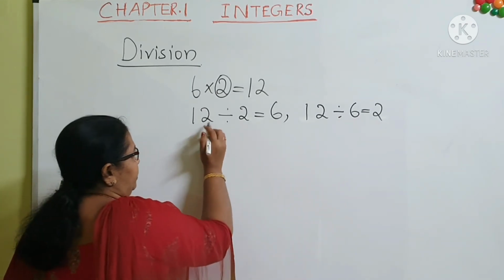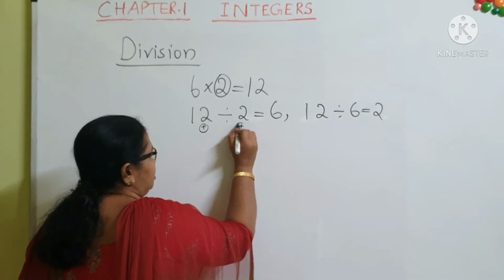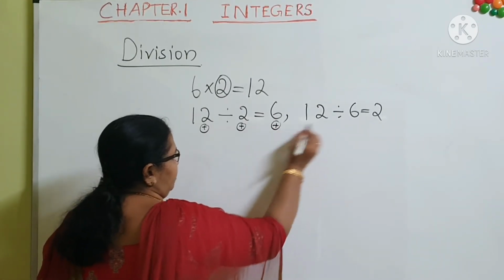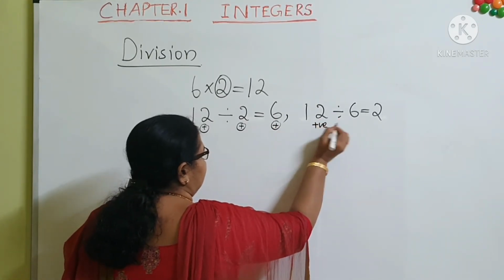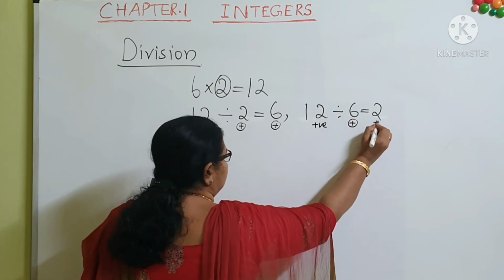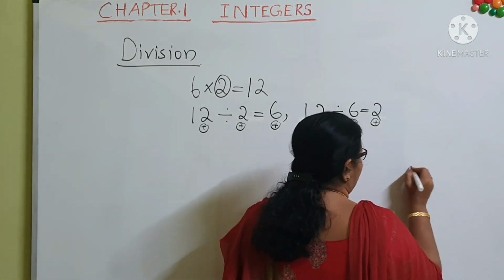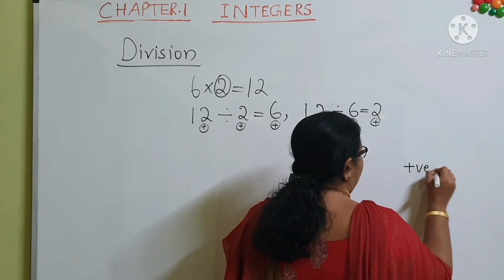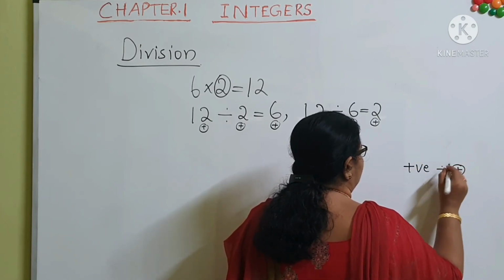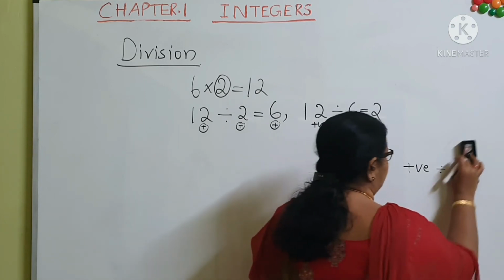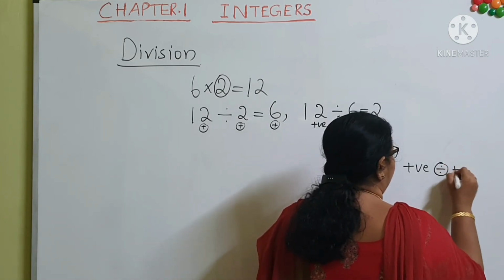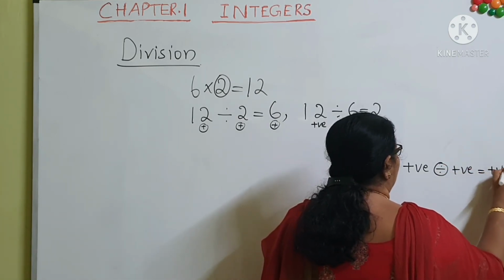So, positive divided by positive is positive. This is also positive. Divided by positive is positive. So, we can write the first rule, positive divided by positive is positive.